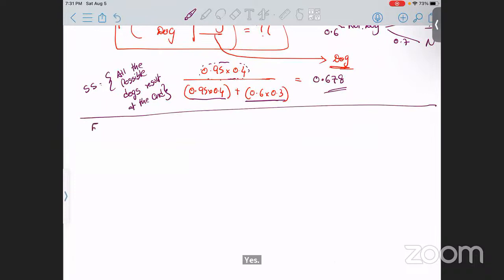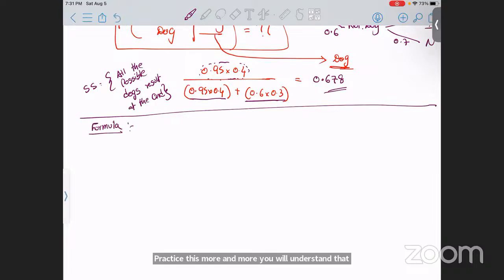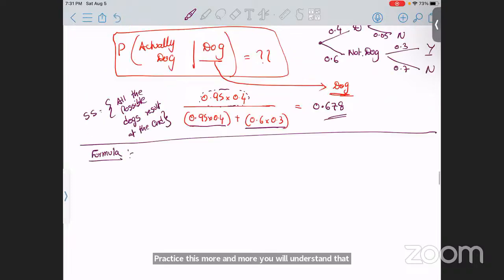If you practice this more and more, you will understand that the formula method, or this conditional probability, and the tree diagram method are the same.